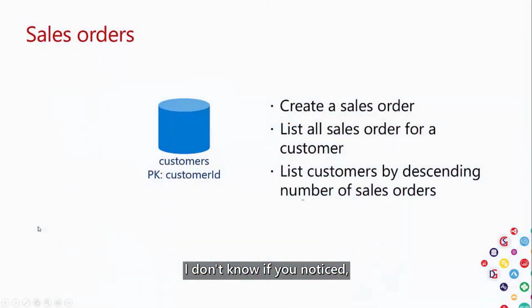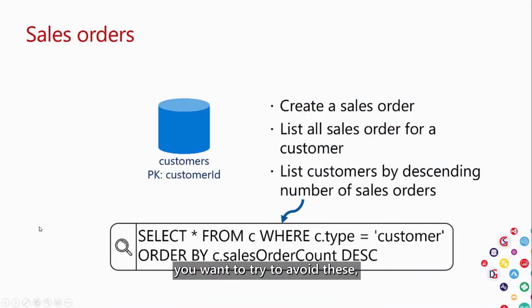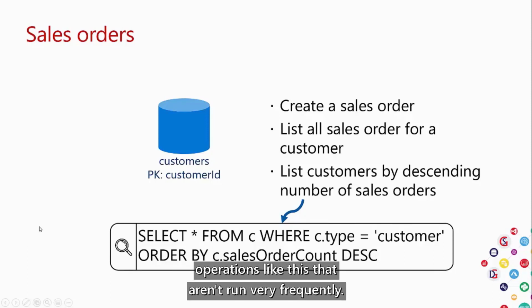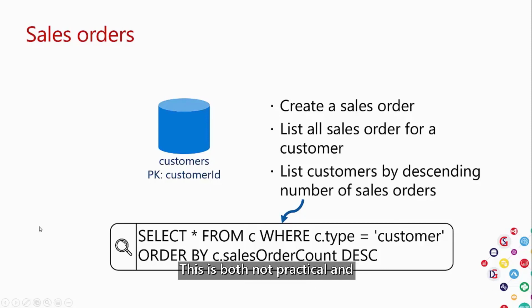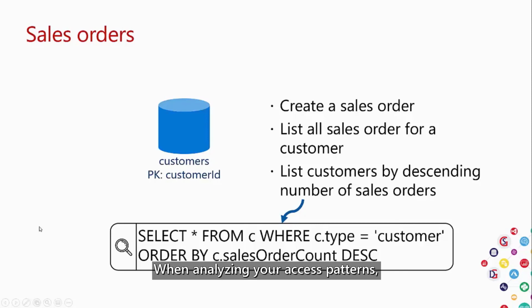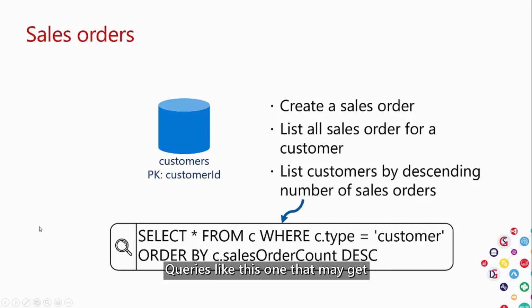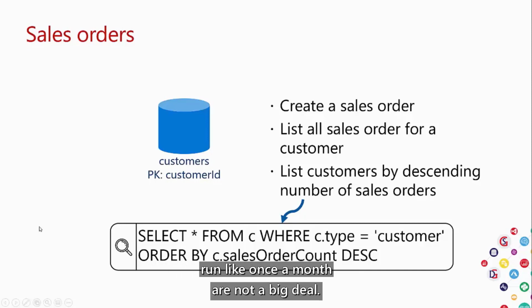I don't know if you noticed, but that last query was a cross-partition query. Remember before I said you want to try to avoid these, but in reality, they're okay for operations like this that aren't run very frequently. It's also important to keep in mind that it's not necessary to make every query a single partition query. This is both not practical and often does not save enough money to pursue. When analyzing your access patterns, the key is to ensure that those operations that are run most frequently are the ones you want to focus on. Queries like this one that may get run once a month are not a big deal.